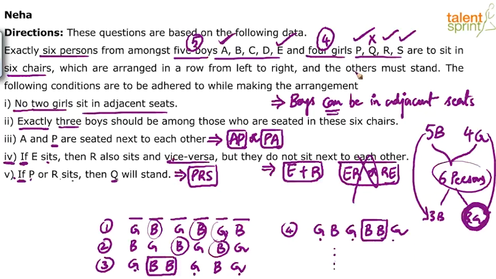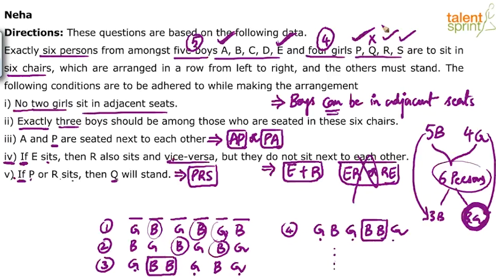You're able to follow? So by the combination of points 3, 4 and 5, we have chosen 5 persons already. We have chosen 2 boys. A and E will definitely be there in the group. And the 3 girls who will definitely be there in the group are P, R and S. And Q is out of it.